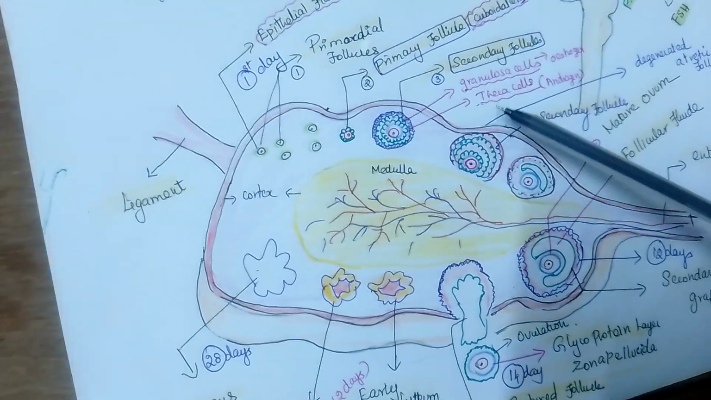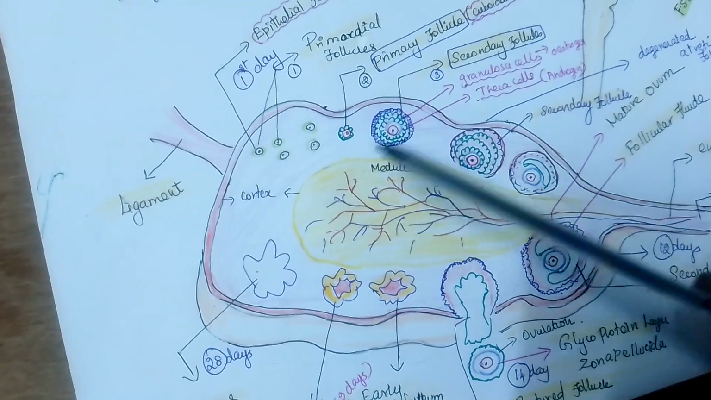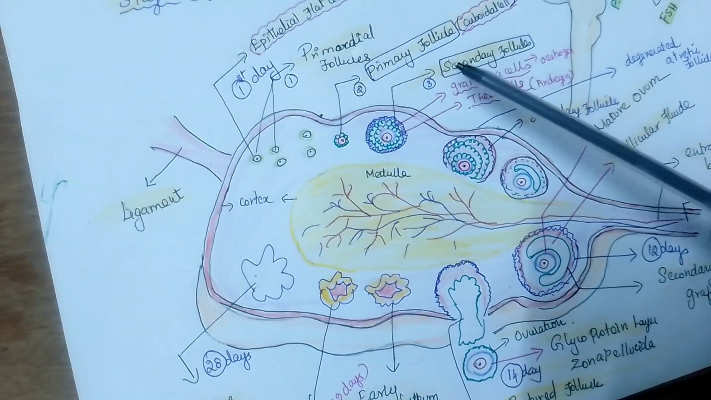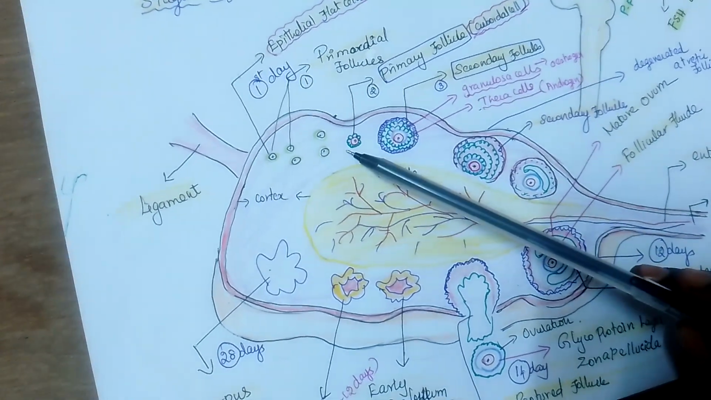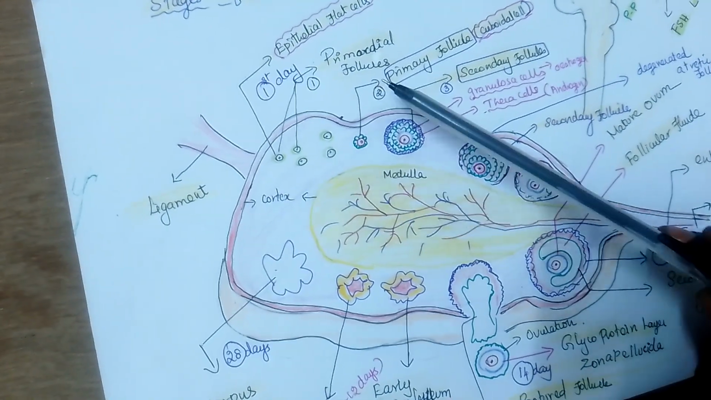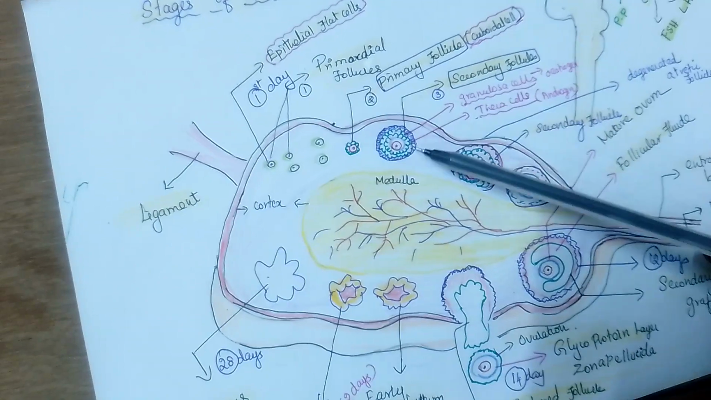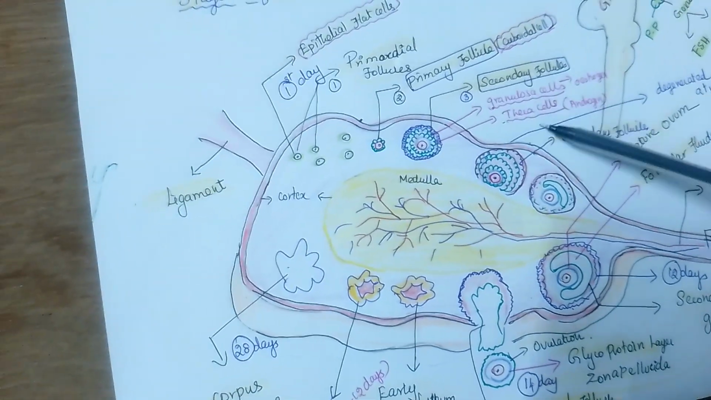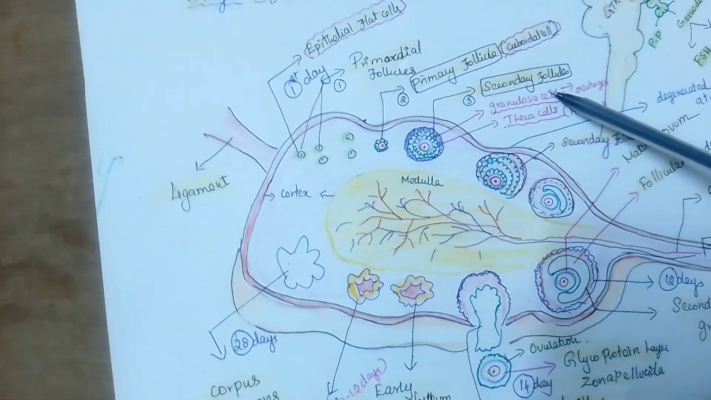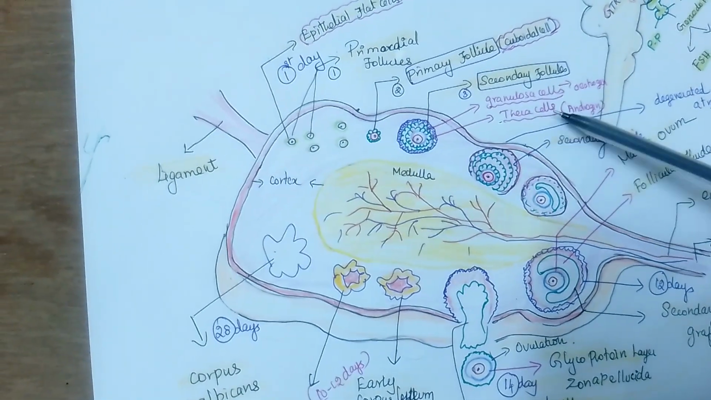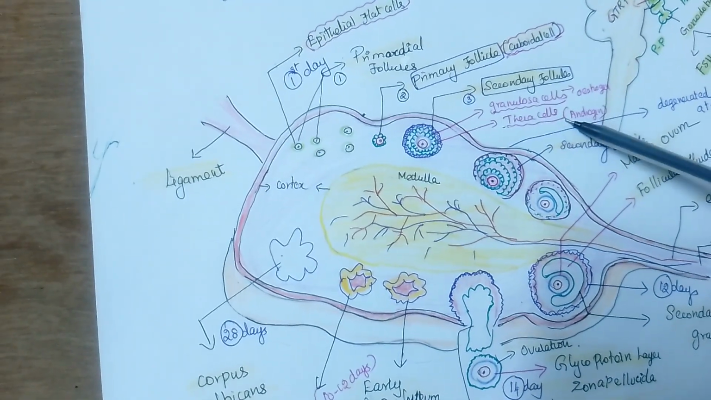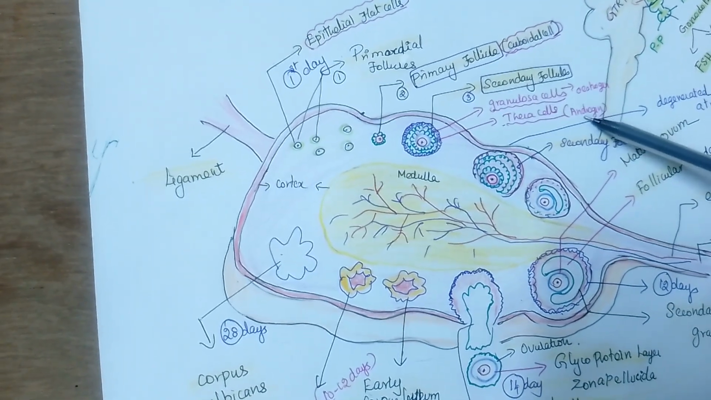We have seen the theca cells, granulosa cells, and the cuboidal cells. First we saw the epithelial cells, then the primordial follicles, and the primary follicles with cuboidal cells, and then the secondary follicles with theca cells and granulosa cells. Each of these cells also secretes hormones. Theca cells secrete the male sex hormone called androgen.